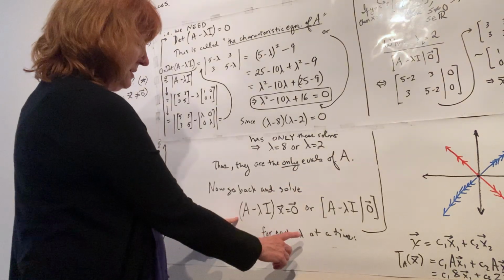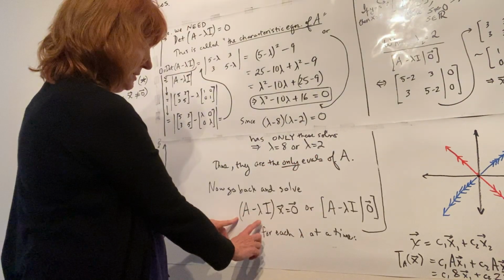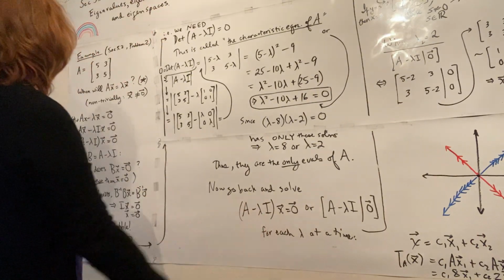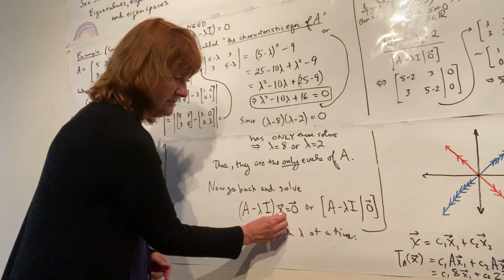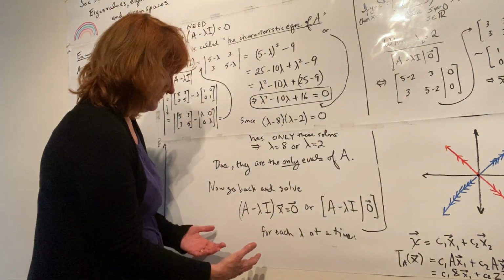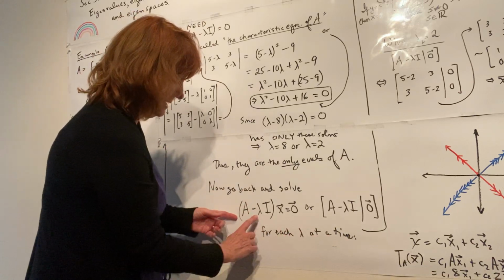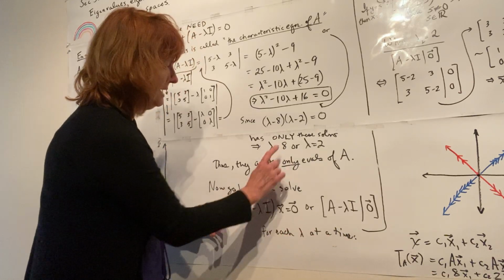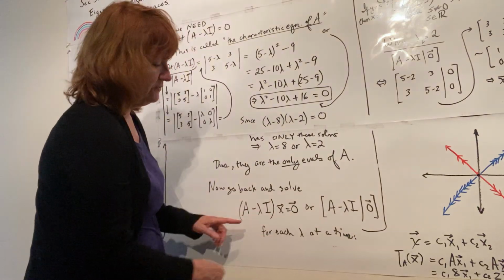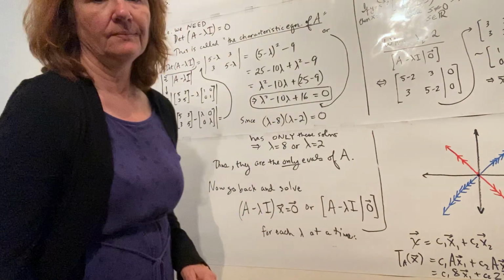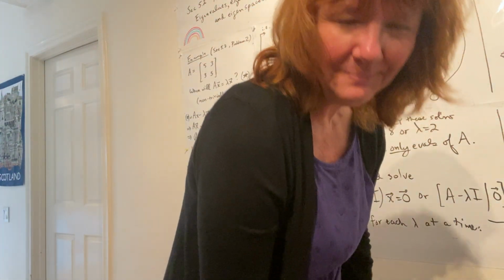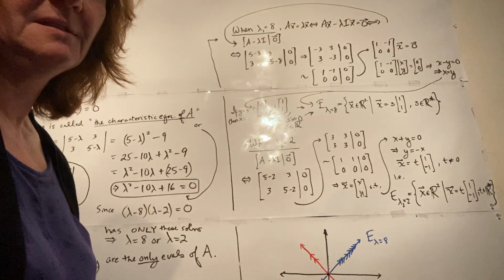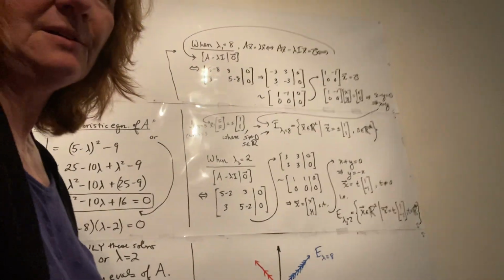So now we just go back and solve using lambda equal to 8 or lambda equal to 2, that original system, right over here. But now we're going to be solving for the x. Now we're solving for the eigenvector. So for each lambda, one at a time, you stick in lambda equal to 8 or lambda equal to 2 in there and solve for the corresponding x. Okay. You should stop the video, try that. Okay. Let's say you come back. We hope you come back. And let me get rid of that glare.